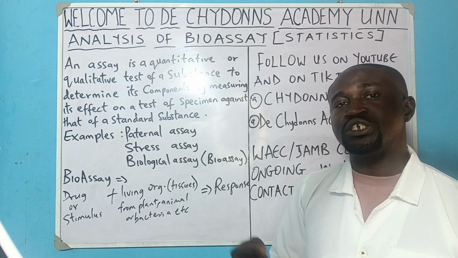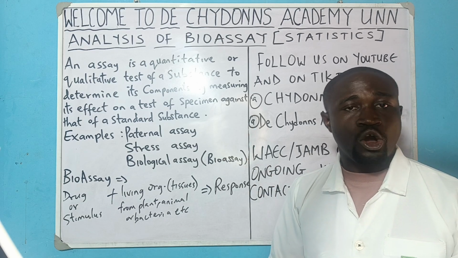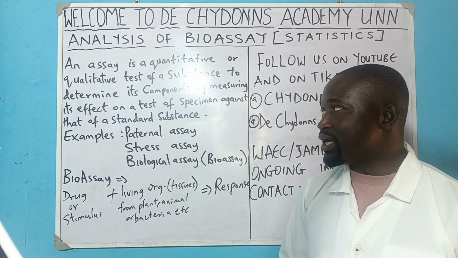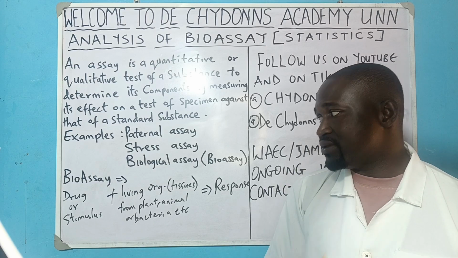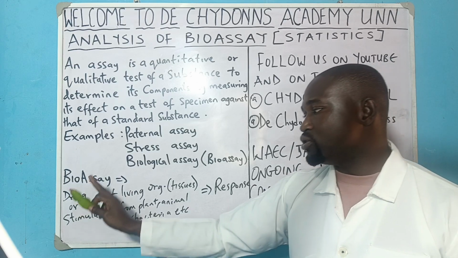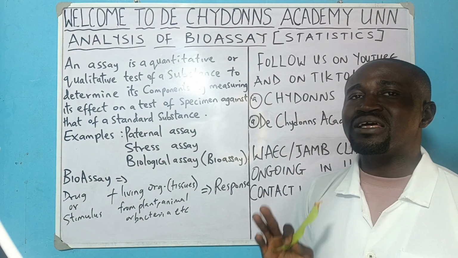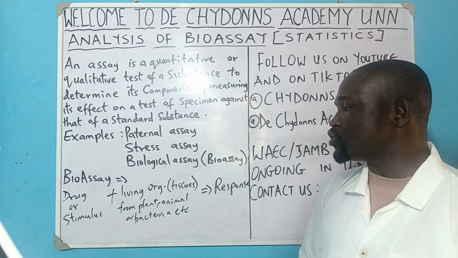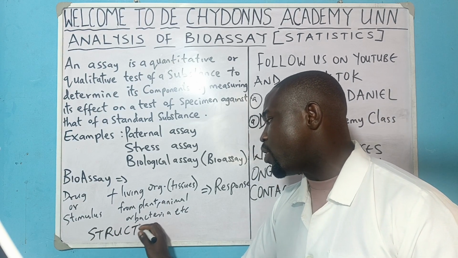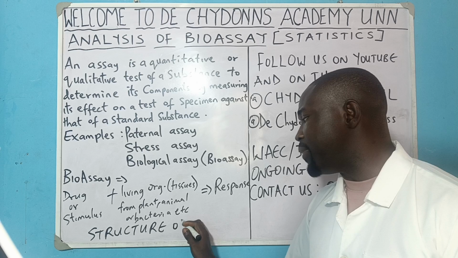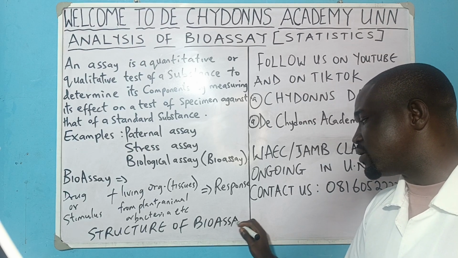the degree at which a particular agent acts or not. Yes, you get equipment that will help you to do that. So we are saying in essence that drug or stimulus, living organism and response are the makeup of the structure of bioassay. So these three things make up bioassay.